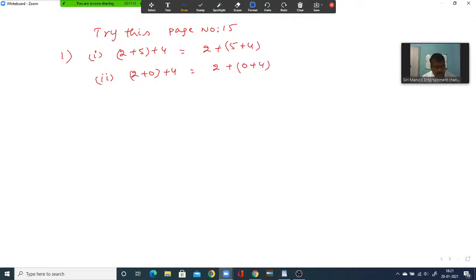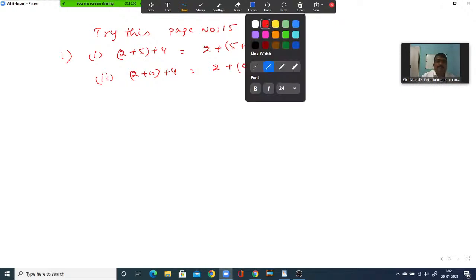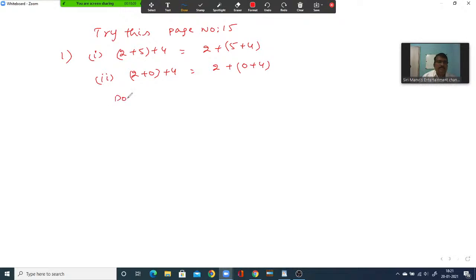Does the associative property hold for whole numbers? Take two more examples and write your answers. This is the question. I am going to write this also.